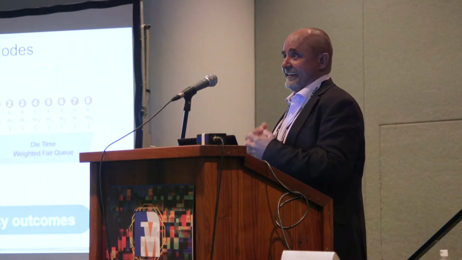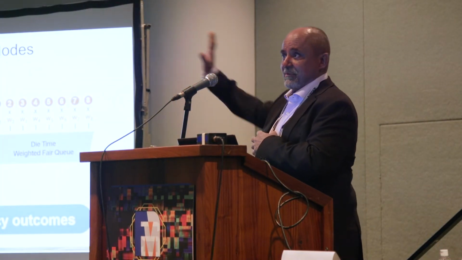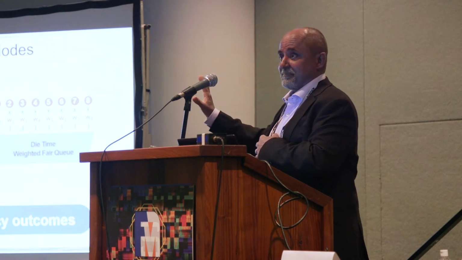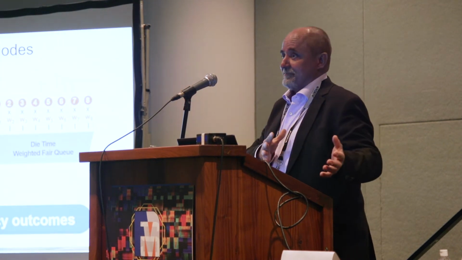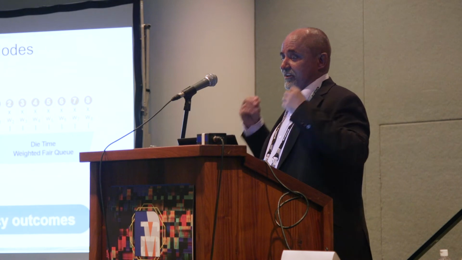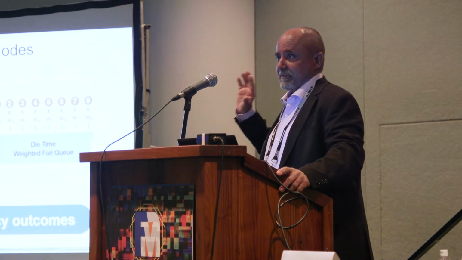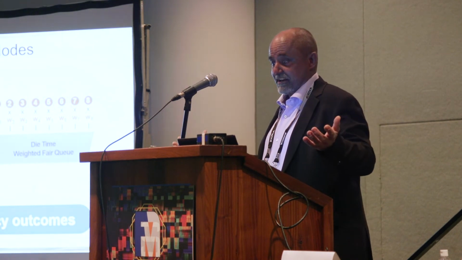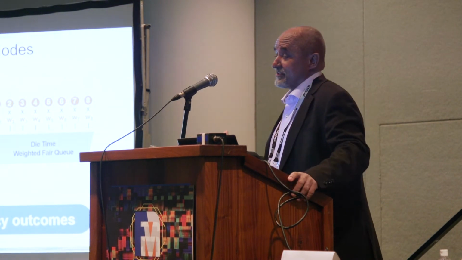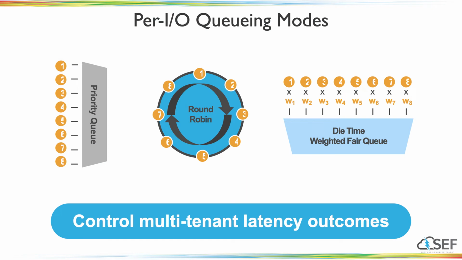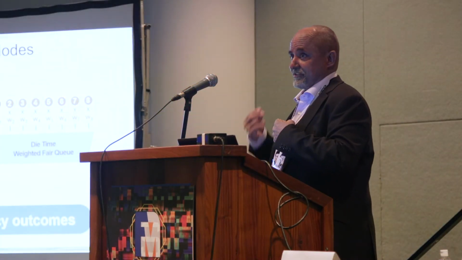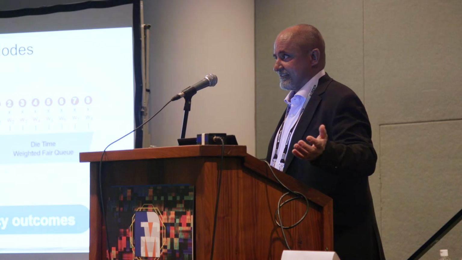If you're an e-commerce site and all of a sudden the web tier needs to get better priority than your database backup, that can be adjusted on the fly using either simple priority-based, a round robin so everybody gets their fair share, or we provide something that's actually really unique called die time weighted fair queuing. And this lets you assign for every quality of service domain a weight for every type of operation, whether it's a read operation, a write, or say a flash erase.